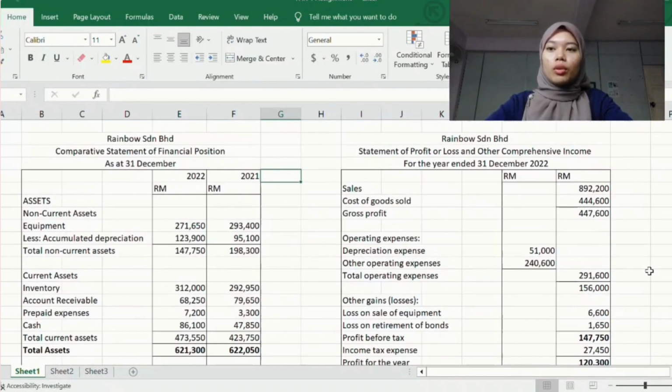ACT3101, and today I'm going to show you how I solve the individual assignment question. I'm going to do the statement of cash flow using the indirect method.